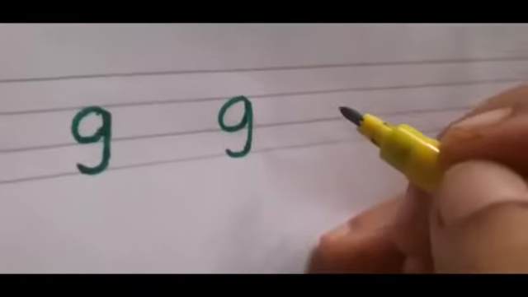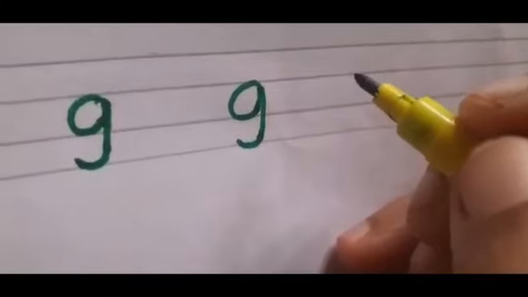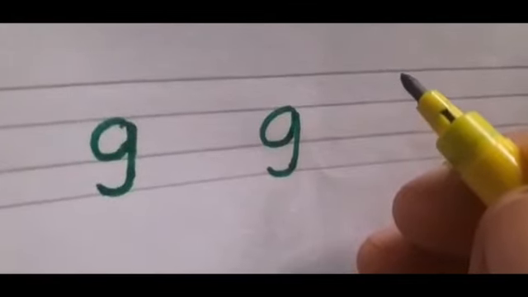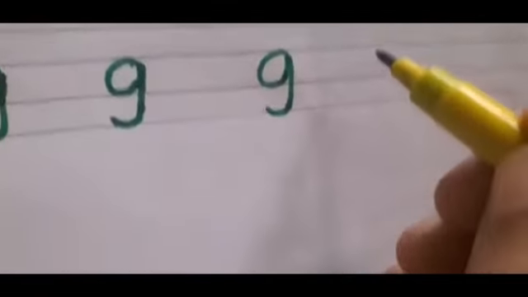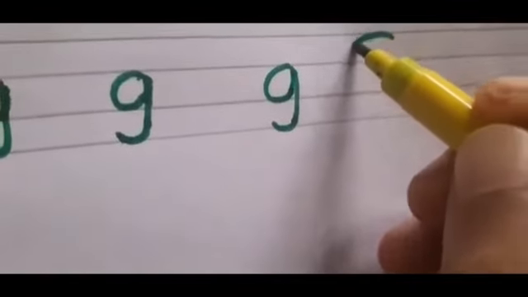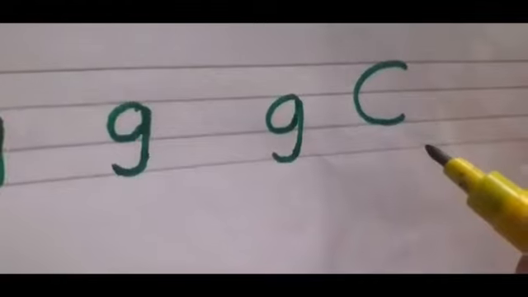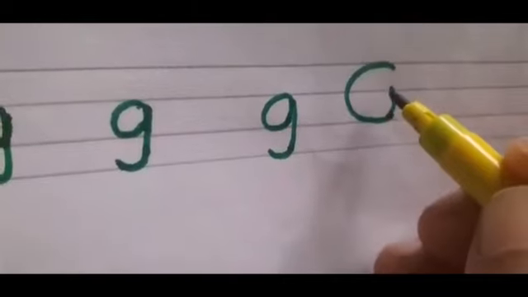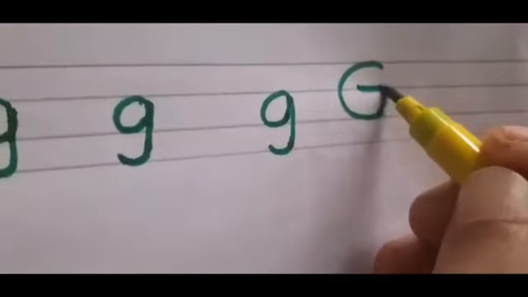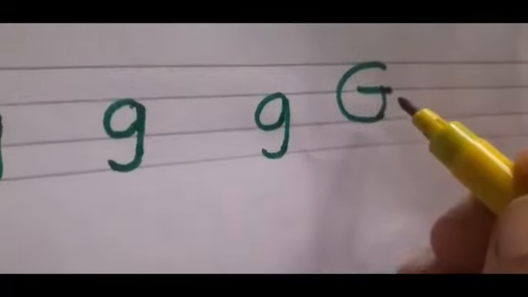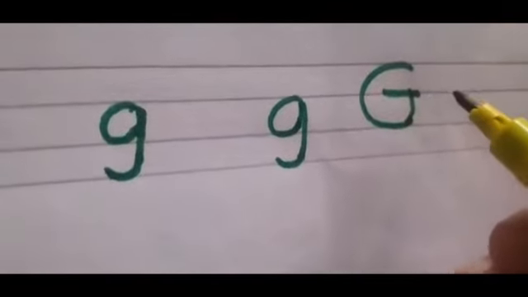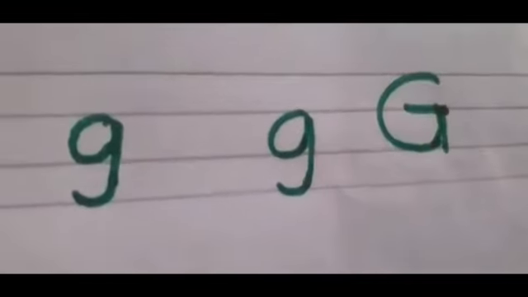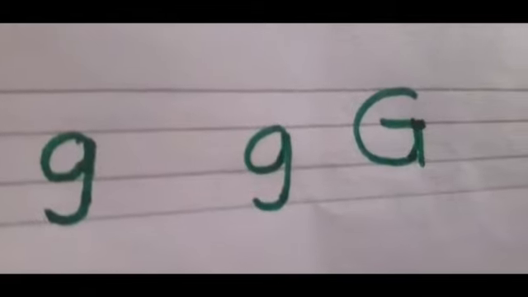Once more, capital letter G. Start below the top and draw a curve touching the bottom, and further to the middle top with a slipping line. Then draw a standing line from the middle till the bottom. Capital letter G.